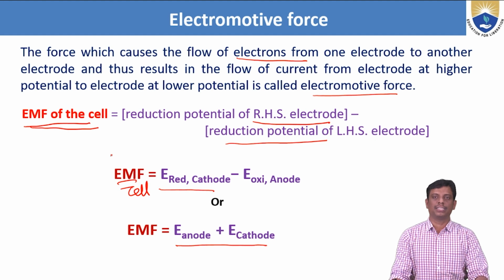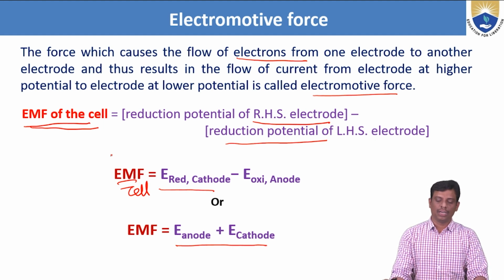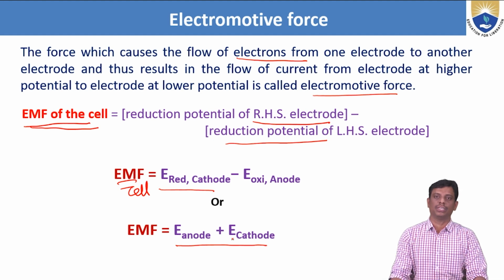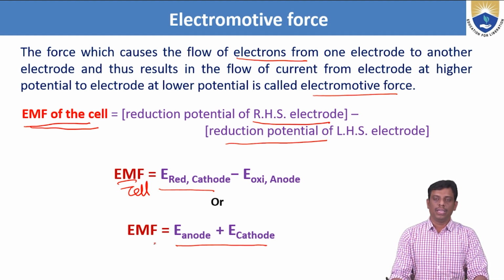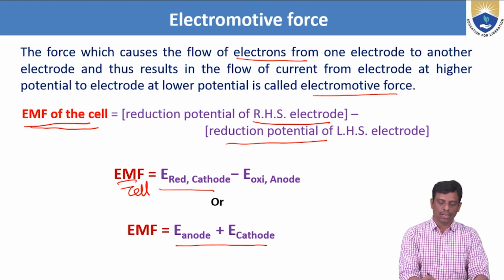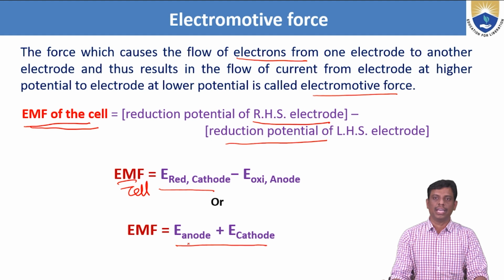We simplified that cell representation. The EMF of the cell is equal to the potential of the cathode electrode minus the potential of the anode electrode. We can also write the same equation as: the electromotive force of the cell is equal to E anode plus E cathode.